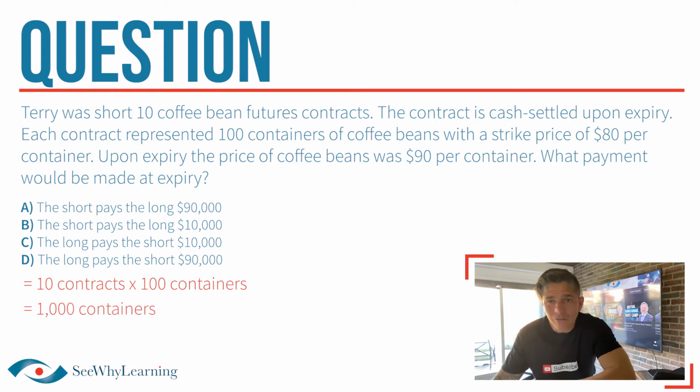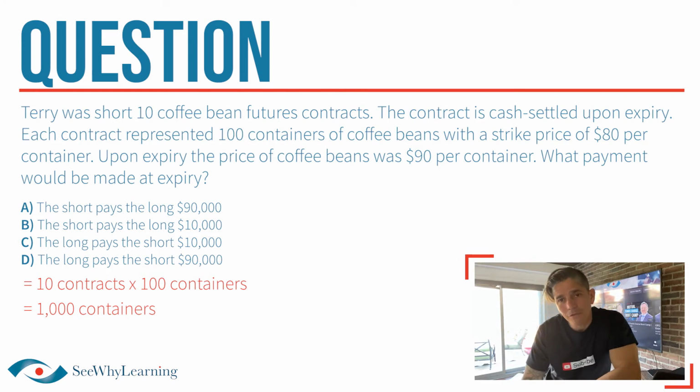So that's 1,000 containers of coffee beans. Do you really think Terry wants 1,000 containers of coffee beans? Well, maybe if he or she owns a coffee shop, she might want to buy beans, or perhaps she produces coffee beans, and that's why. But that's a lot of coffee beans.